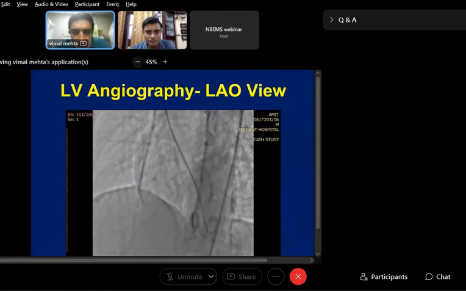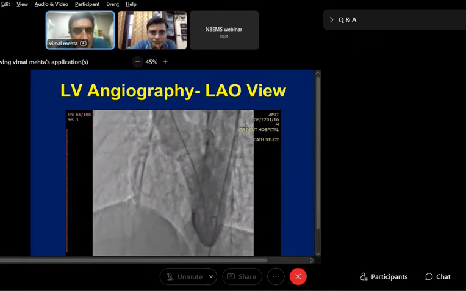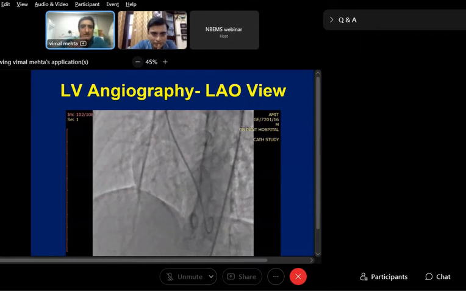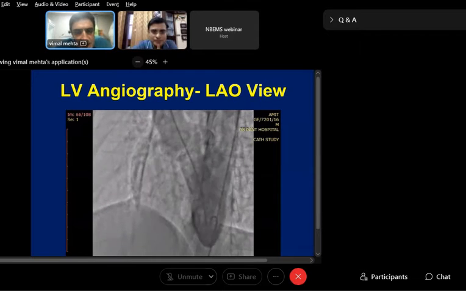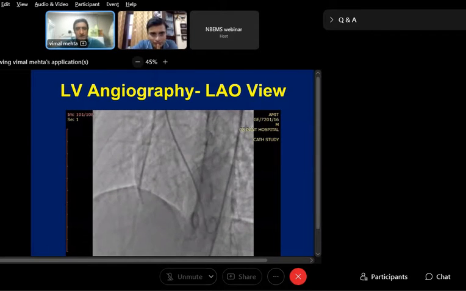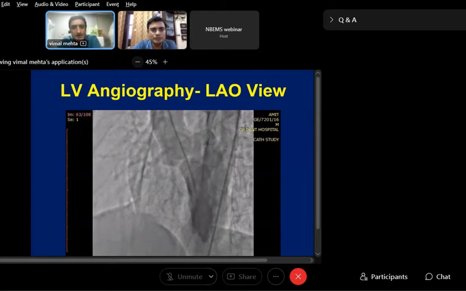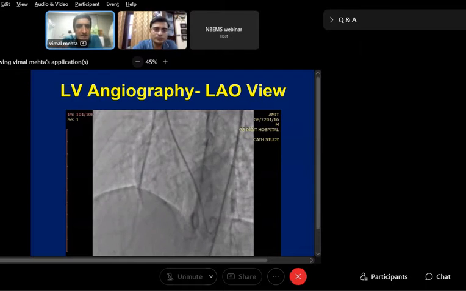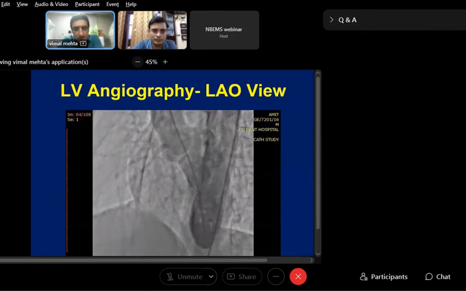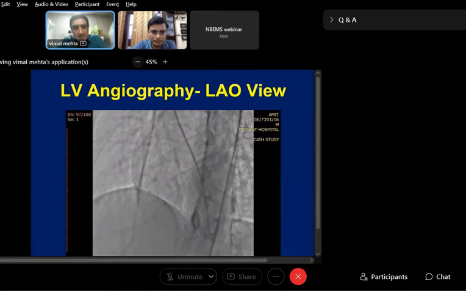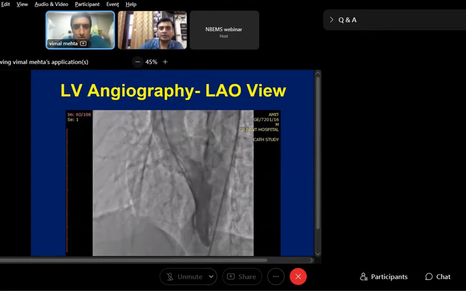What happens is, if you have a sheet of paper lying in front of you, then it is like an RAO view. That is, RV is above that sheet of paper and LV is behind the sheet of paper. However, if you hold the sheet of paper like this, then on the right side of your screen will be the left ventricle, that is lateral, just ascend to the spine and just ascend to the sternum, you will have the left ventricle, as you see over here.